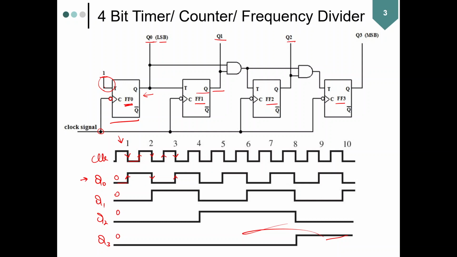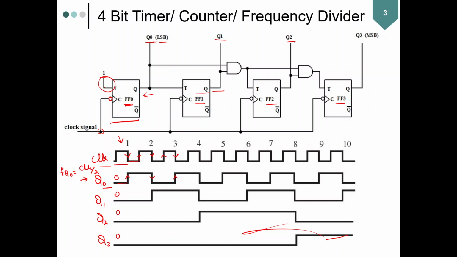First of all, it could be counting the number of clock edges, which is going to become clear once we have discussed Q0, Q1, Q2, and Q3, all of them. Then it could also be that it is dividing the frequency. If you look at the clock and the output of Q0, you see that the frequency of Q0 is half the input clock frequency. So you could say that FQ0 is equal to clock divided by 2.